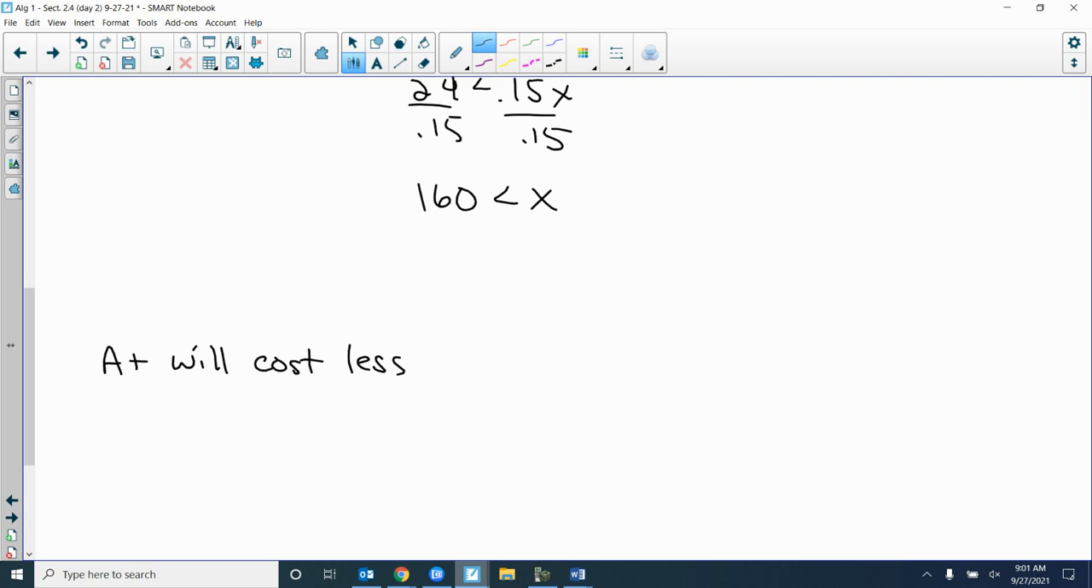So A Plus, all right, say that again. At 160 flyers will cost less than Print and More. Okay. Read that to me. X is greater than 160. But you said at 160. At 160, what exactly happens? It's not greater than, it's actually going to be equal to. So, what about for 300 flyers? Which one would you choose? Which one would cost less? Print and More.